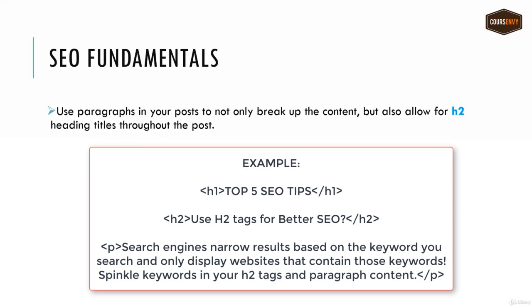Finally, you want to use paragraphs in your post to not only break up the content, but also allow for H2 heading titles throughout the post. Below is an actual image of a WordPress post. As you can see, I can change the heading title to H2, and this is another element that Google's algorithm looks at. So this is a great place to not only plant that keyword, but also varying forms of that keyword.